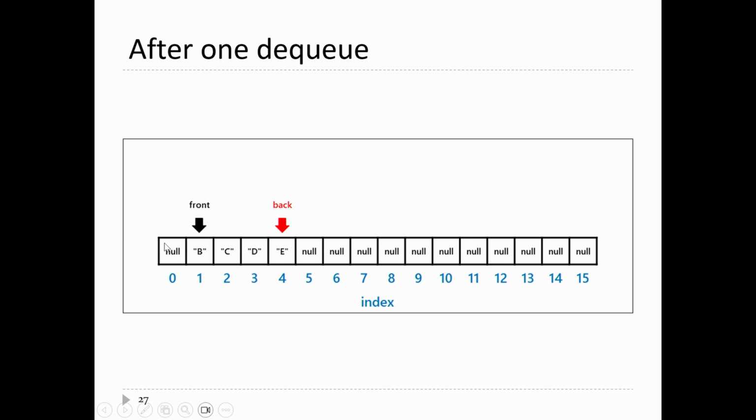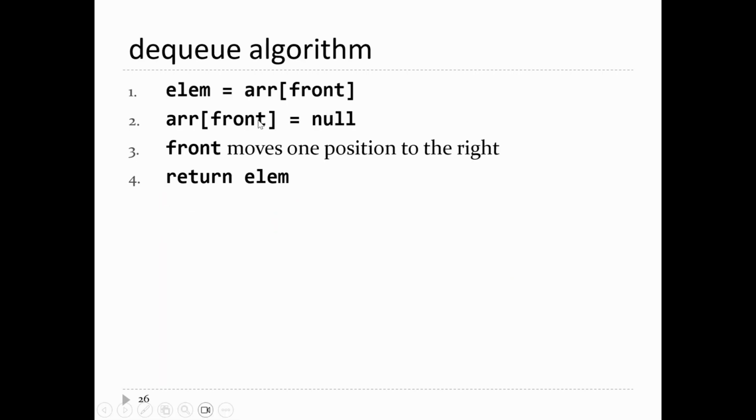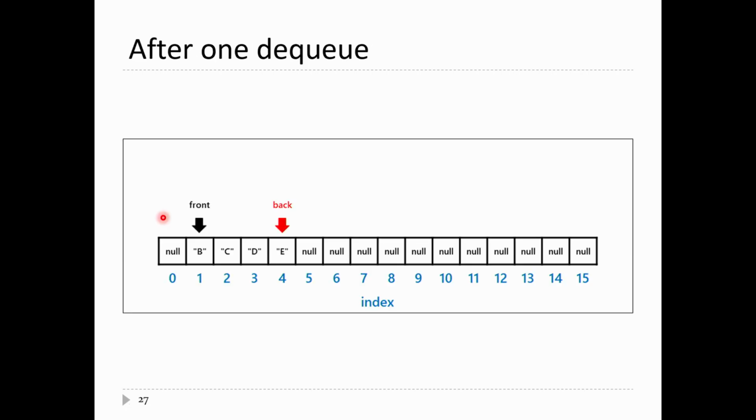So to dequeue the A out of the queue, we're going to remember A was sitting in the first element, so elem will be A. I'm going to set the element in the array at the old front index to null, and then I'm going to move front 1 position to the right. So we've remembered what it is up here somewhere. Front used to point to the 0, so we're going to set that element to null. And then I'm going to move front 1 position to the right, so it's now equal to 1.